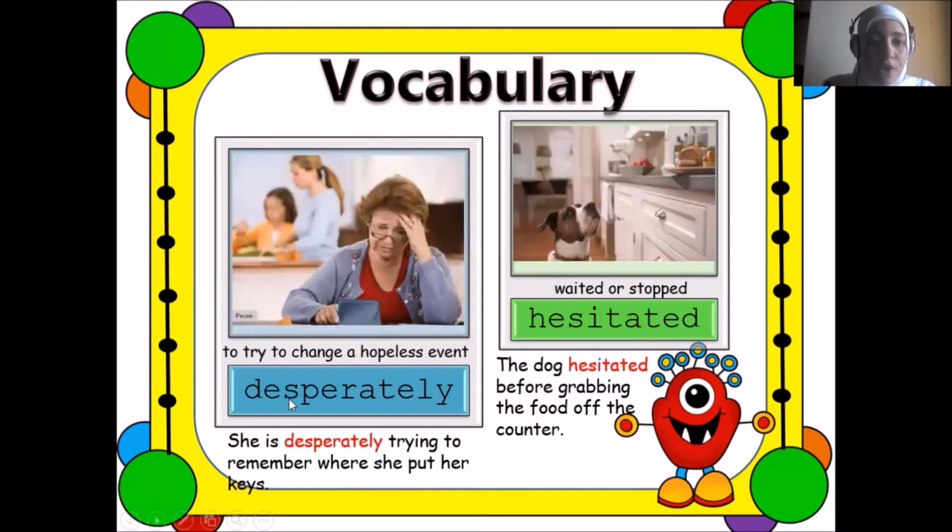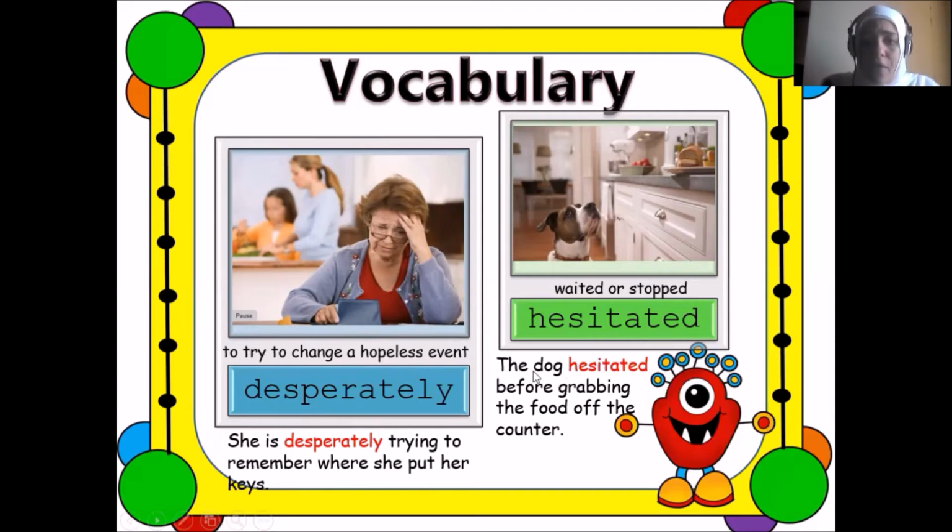The third word, desperately. She is desperately trying to remember where she put her keys. So when you are desperate or you're trying to do something desperately, to try to change a hopeless event that doesn't have any hope. That's why we say a hopeless event. She is desperately trying to remember where she put her keys.